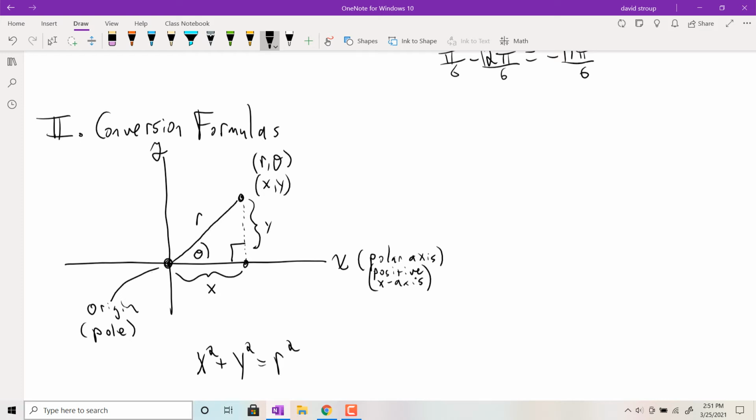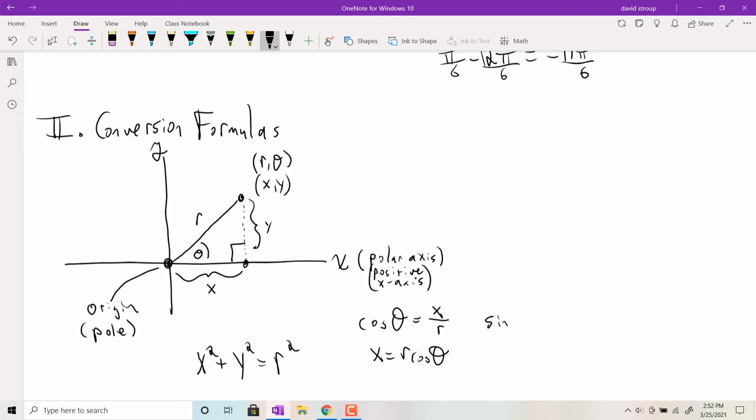What else? Well, I know the right triangle definitions for sine and cosine, right? So let's start with cosine of theta. Cosine of theta is going to be equal to adjacent over hypotenuse. It's just using the letters that represent the distances from the triangle in my picture. So you can solve this formula for x, and you get x equals r cosine theta.